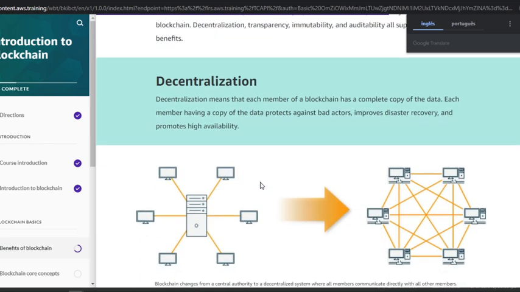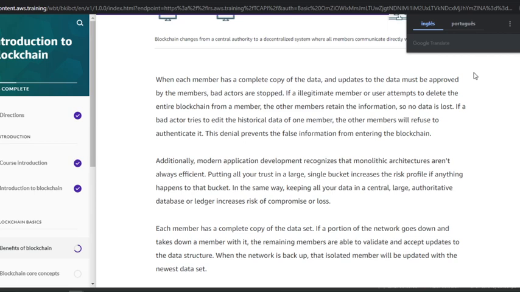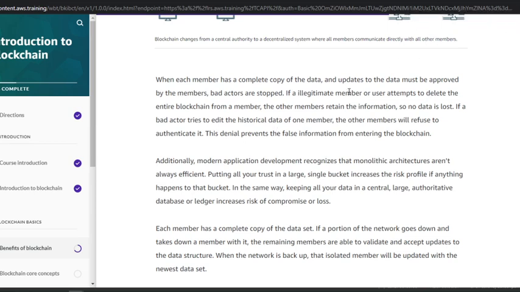What is decentralization? Decentralization means that each member of a blockchain has a complete copy of the data. Each member having a copy of the data protects against bad actors, improves disaster recovery, and promotes high availability. When each member has a complete copy of the data, an update to the data must be approved by the members. Bad actors are stopped.